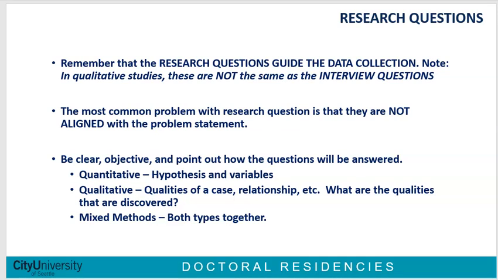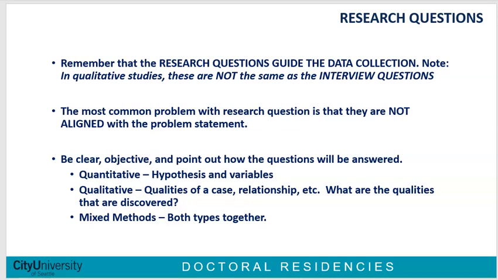The most common problem with research questions is that they are not aligned with the problem statement. Again, to go back to that example, if you're looking at 6th grade test scores and that data, but then you're going to interview students, well, that's not the right type of research question for the problem. You want to be clear and to the point how the questions will be answered, whether you use quantitative methods or qualitative methods, or even mixed methods, you want to be clear. Now, if I see on a dissertation that this is a qualitative dissertation, but then there's a hypothesis, then I know something is awry and misaligned there.